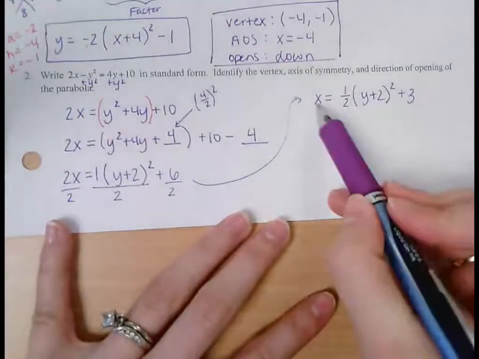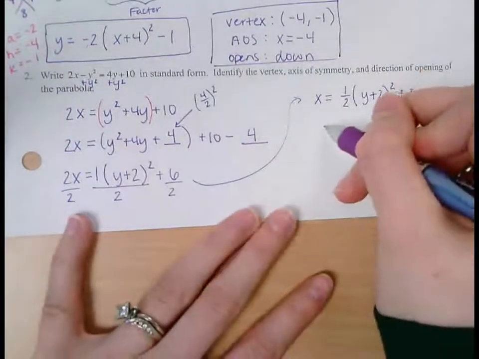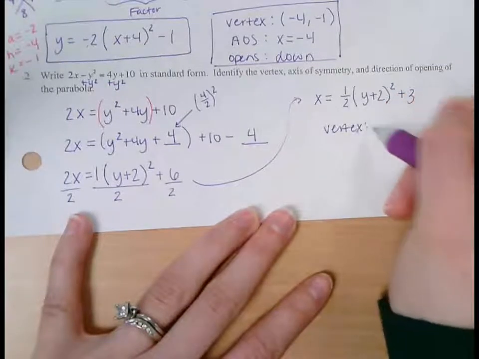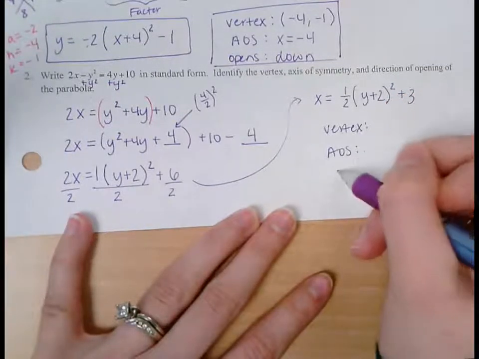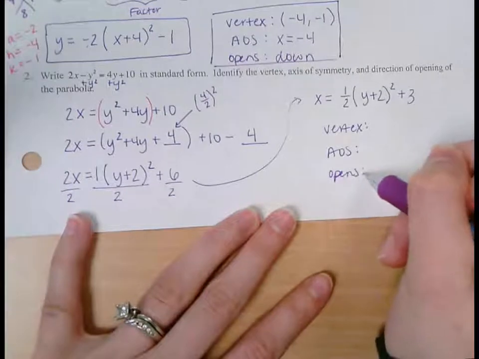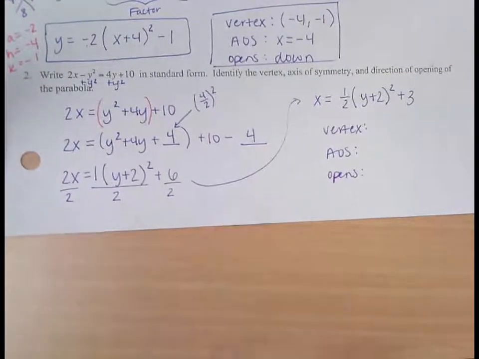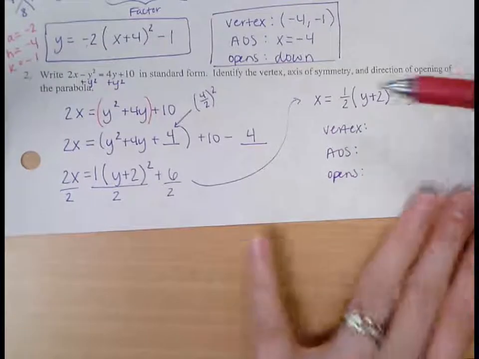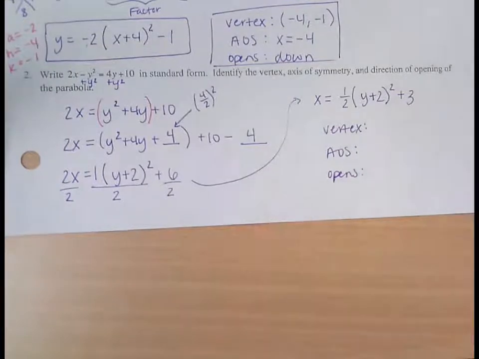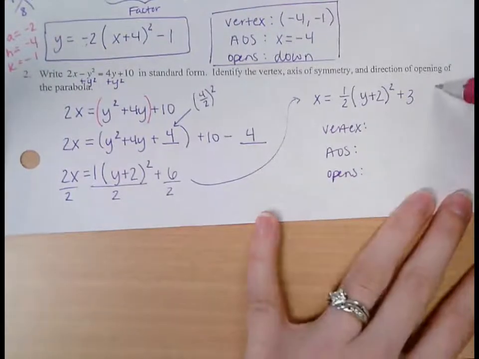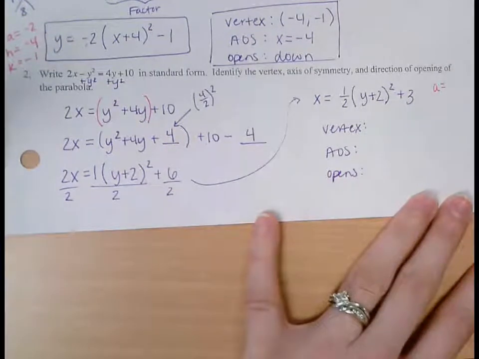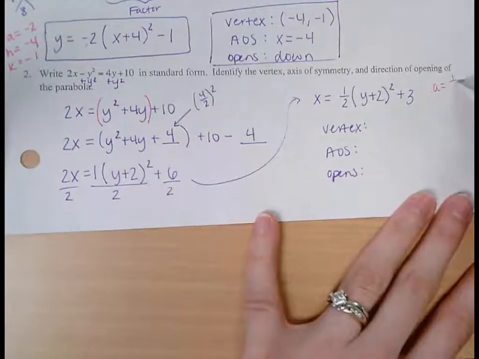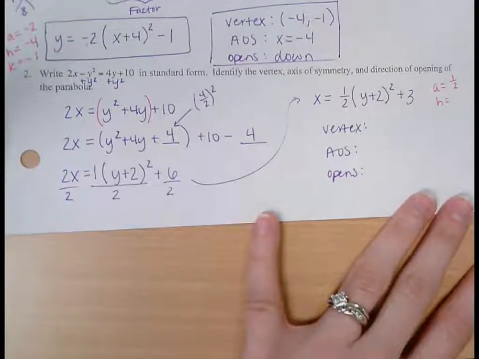Okay, so that's my equation in standard form. I then have to identify what's the vertex, what's the axis of symmetry, and which way does it open. So for this equation, look at your sheet, be careful with this. What's your A value? 1/2. What is H? H is not 2. H is not -2. H is 3.